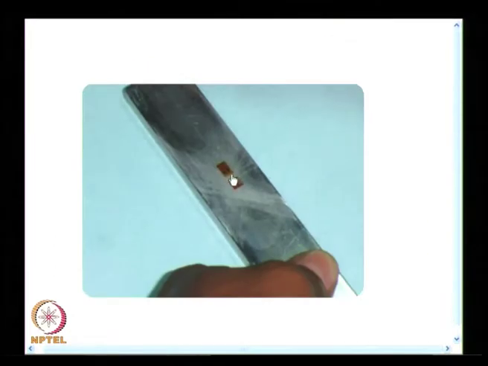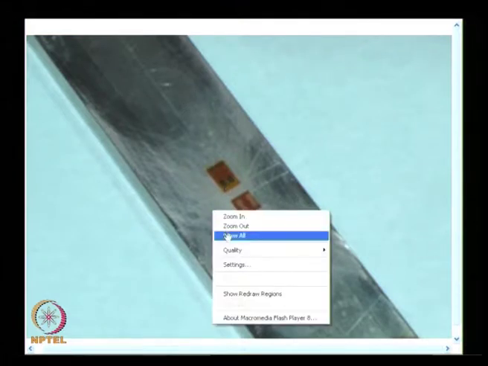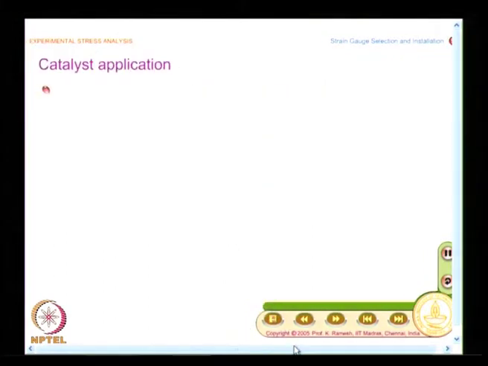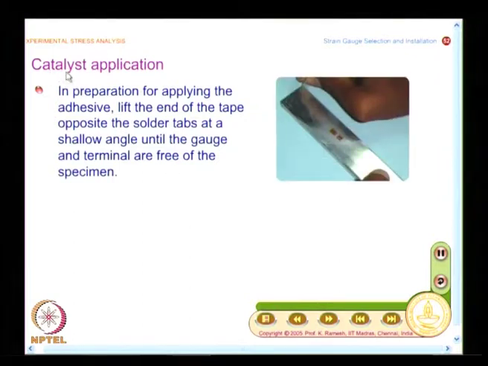What you see here is, I could see the strain gauge and the terminals aligned on the layout line marks satisfactorily. I have a line here and this is aligned with that. And before we apply the adhesive, we need to apply catalyst.